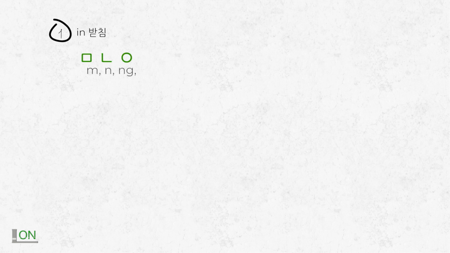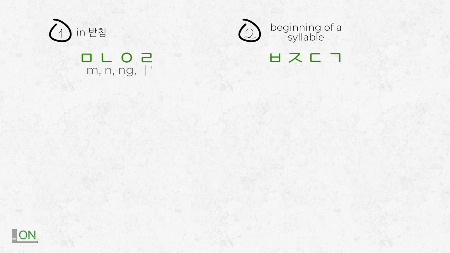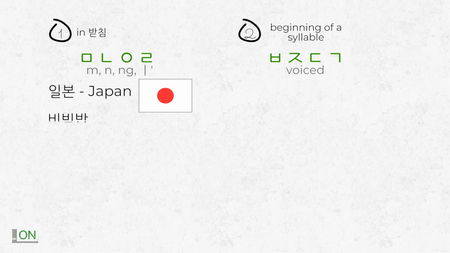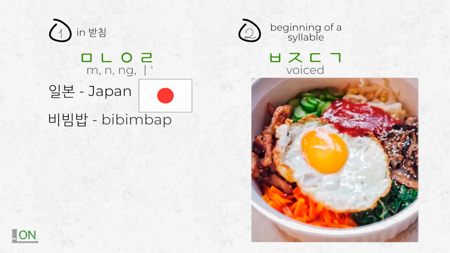So if in 받침 there are letters such as m, n, and L. In this case, R is going to be pronounced as L. And at the beginning of a syllable, there are going to be letters such as P, Ch, T, K. They are going to be voiced letters. P, Ch, T, K are going to be voiced. So technically, they will be pronounced as B, J, D, G. For example, 일본, Japan, bibimbap.